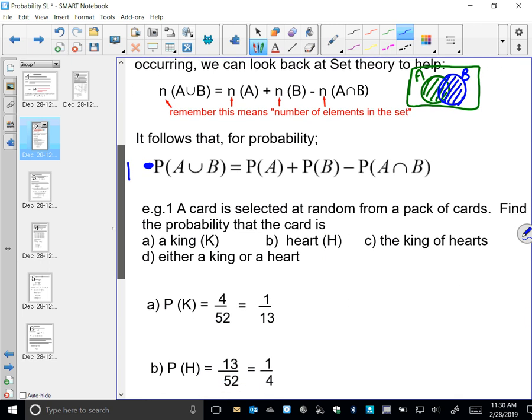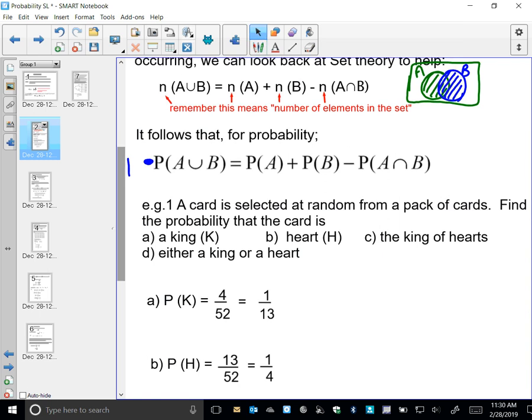Alright, here's an example. A card is selected at random from a pack of cards. When I teach GCSE, I need to make sure that people are comfortable with cards and what's in them. Not so much? No? Okay, so let's go over a quick run through. To be honest, it doesn't happen as much at IB level. They don't normally go to the pack of cards. But let's just make sure that we're comfortable just in case.